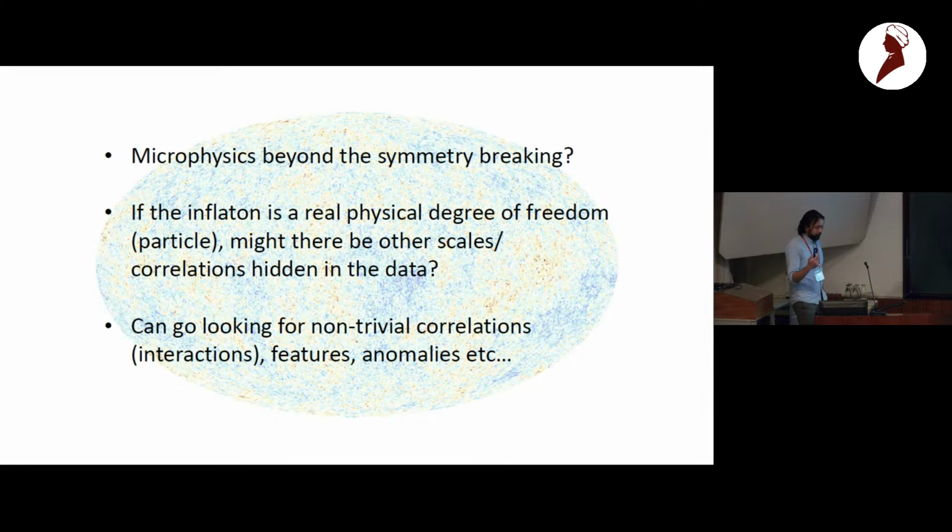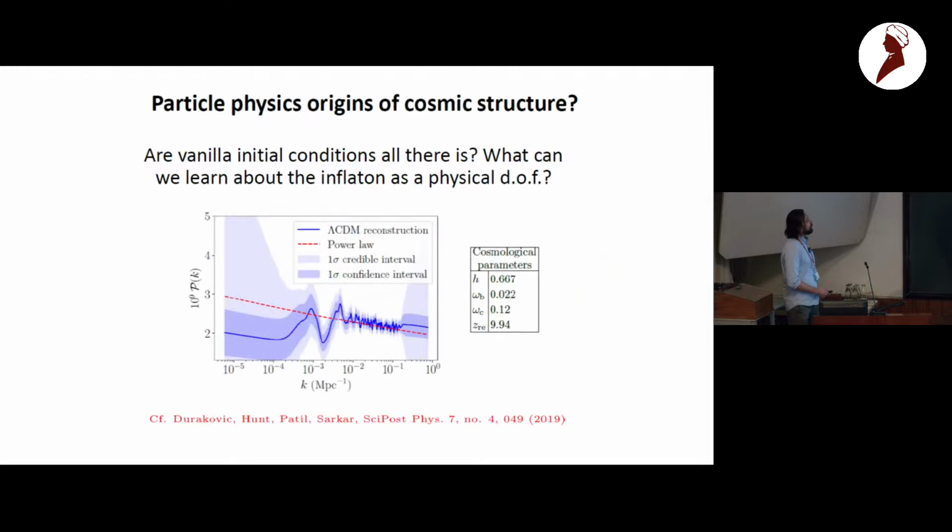So if you're someone like myself, trying to ask what that could teach us about what was really happening at the beginning: can we know? Can we actually have an ontological understanding of what is knowable? The question is, if the inflaton is a real physical degree of freedom, might there be other scales of correlations hidden in the data? So you can go looking for these. I don't want you to take this literally. I want you to take this as an engineering challenge.